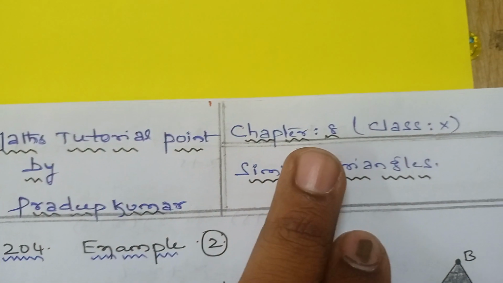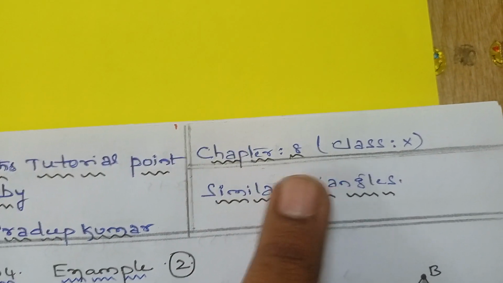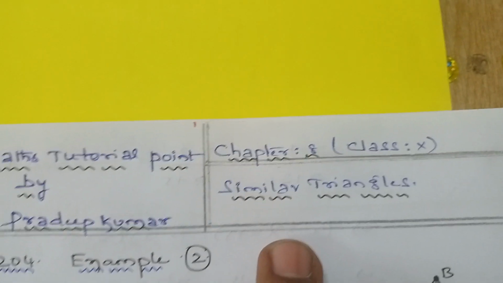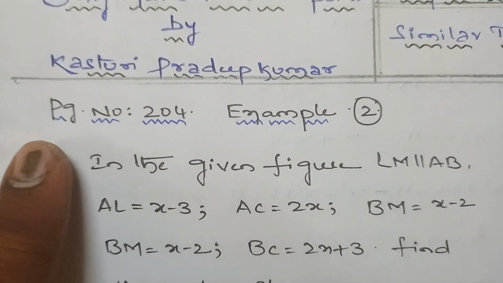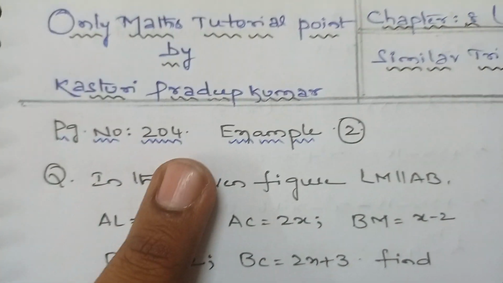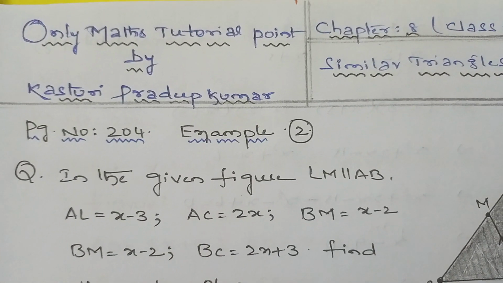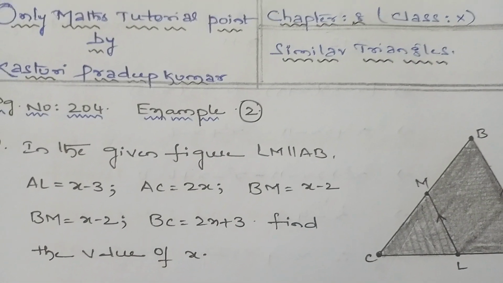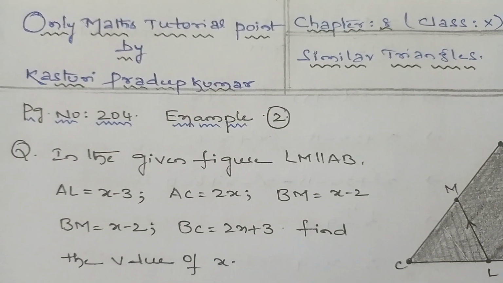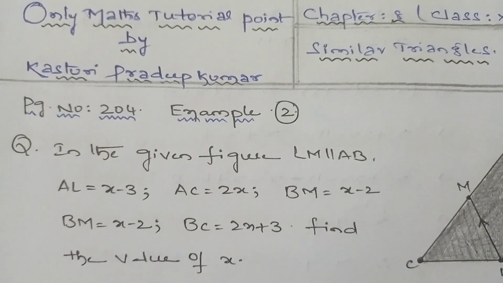Today we are going to continue with chapter 8, class 10, similar triangles. So in the previous video we discussed page number 204, example 2 sum, based on the basic proportionality theorem. Based on that I am going to give one practice sum for you.